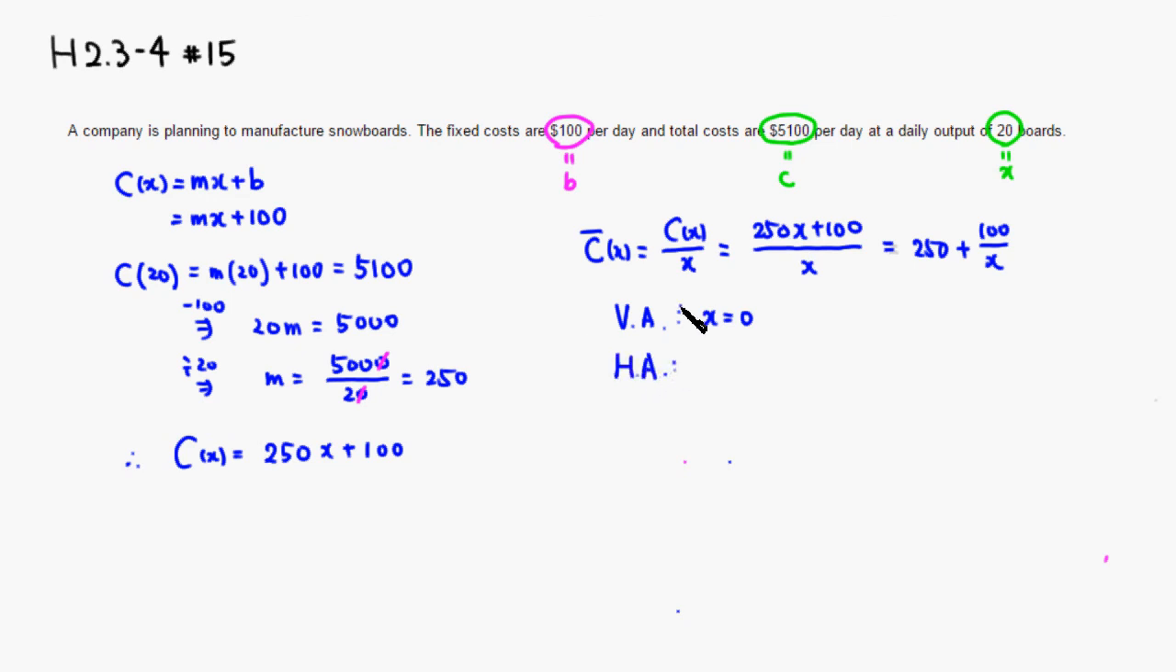If you look at the degree on top, it is 1, so n equals 1. And the degree on the bottom, m equals 1. When you have the same degree on top and bottom, it's going to be y equals the leading coefficient on top, which is 250, divided by the leading coefficient on the bottom, which is 1. So you have y equals 250 as the horizontal asymptote.